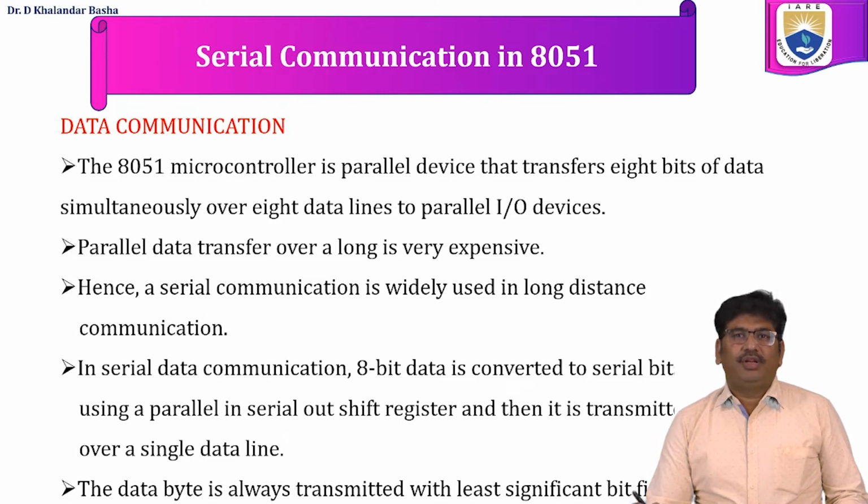In serial data communication, 8-bit data is converted to serial bits using a parallel to serial out shift register and then is transmitted over a single data line. The data byte is always transmitted with the least significant bit first.